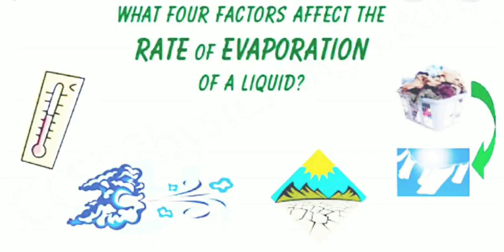When we study any phenomena in science, we study what factors may be disturbing that phenomena, meaning increasing the rate of the phenomena or decreasing the rate of the phenomena. So similarly, today we are going to study evaporation and what factors would be affecting the rate of evaporation. Maybe they will decrease it or they will increase it. So here we will see how they affect it.